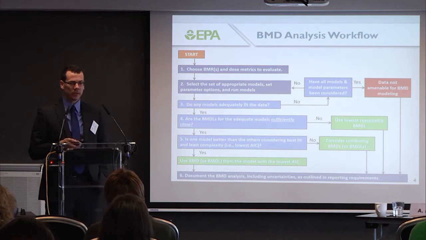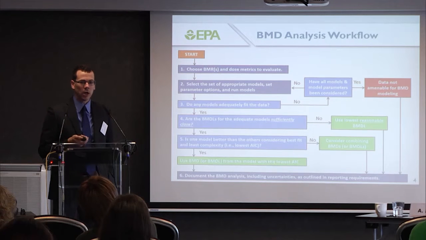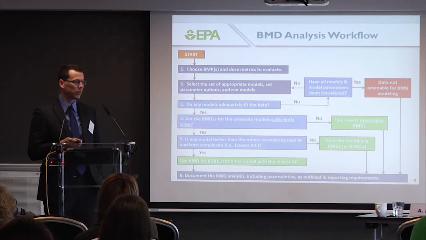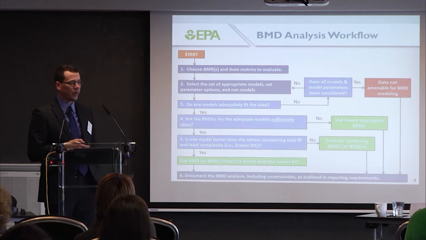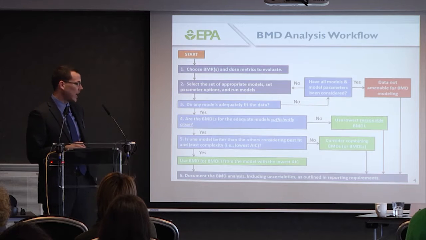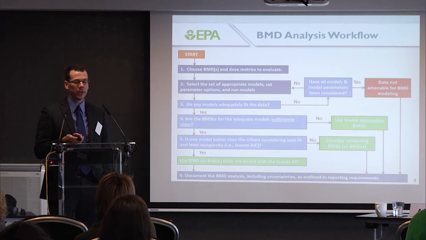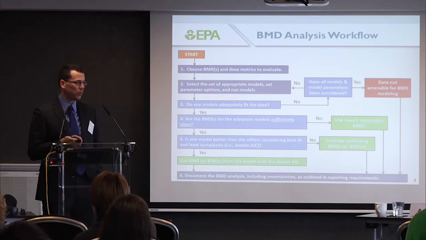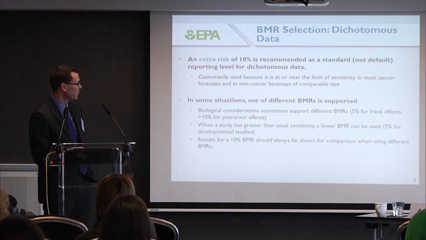I guess this is a good point to say EPA guidance is still centered entirely on selecting a single best representative model and does not yet reflect the application of model averaging. And then step 6 is just documenting your BMD analysis. The goal there being you want to give an end reader enough information to recreate your analysis should they want to.